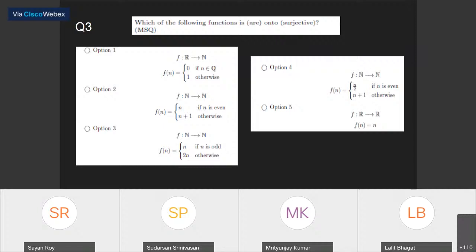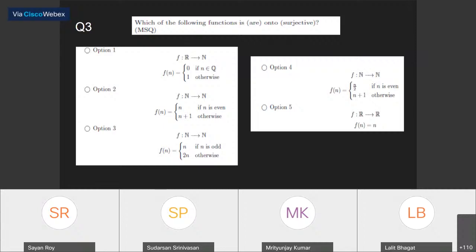Yes, sir. Noted. So there are values in the codomain which do not belong to the range of the function. So hence the codomain is not the same as the range. So option 2, the function is not surjective. So going to option 3.